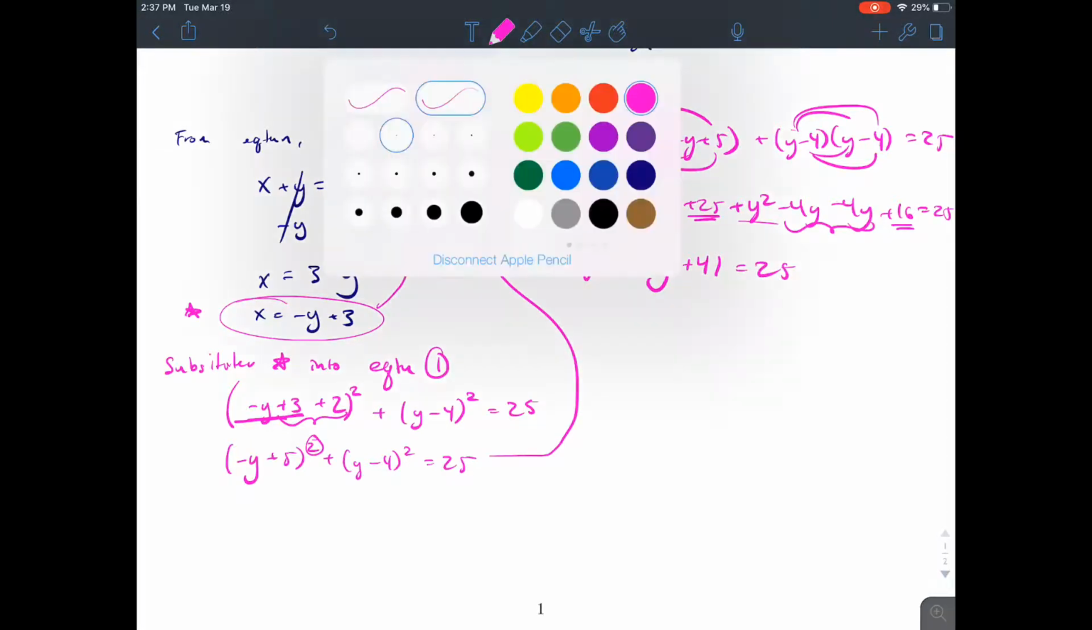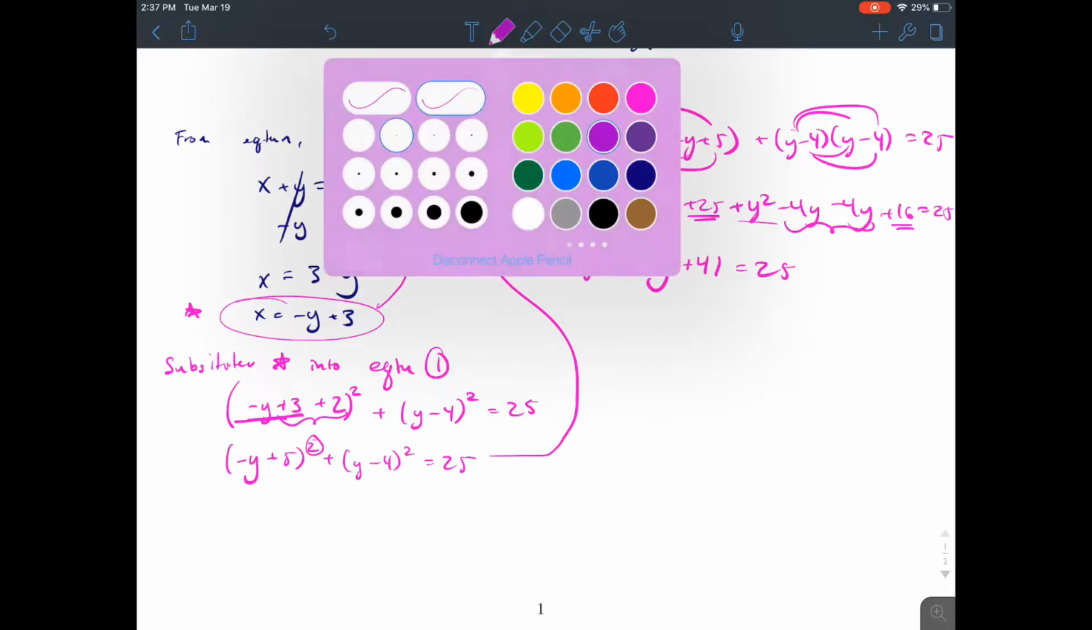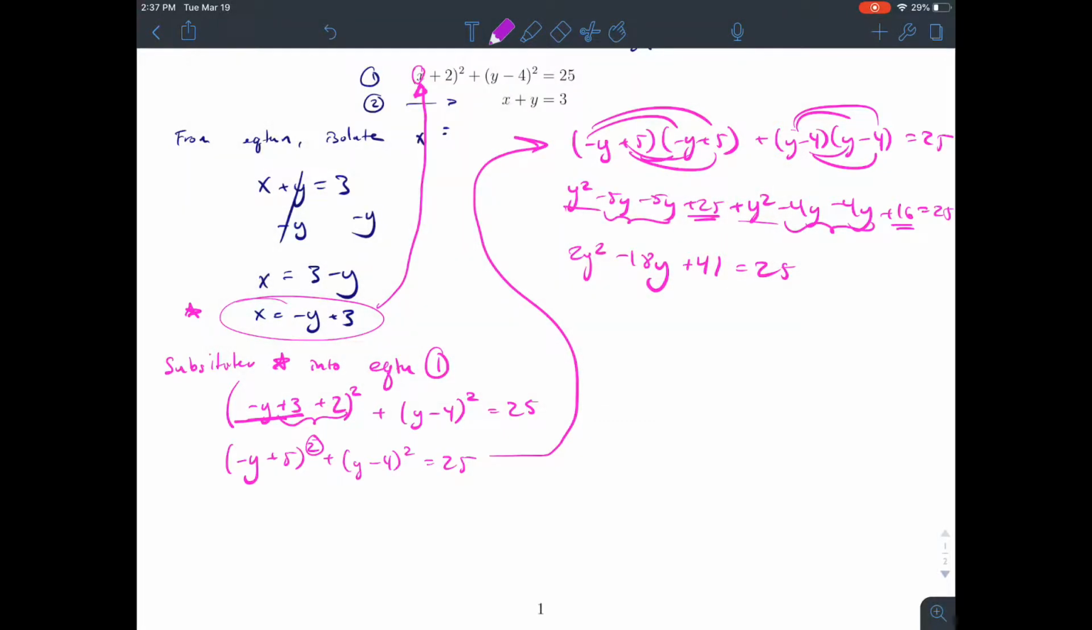So this color is getting a little hard for me to read. I am going to switch to purple because I think maybe that will be a little easier to read. We'll subtract 25 on both sides. That gives us 2y squared minus 18y plus 16 equals 0.